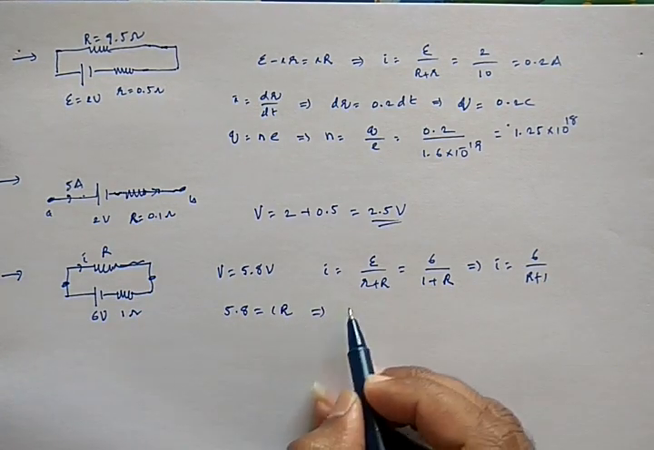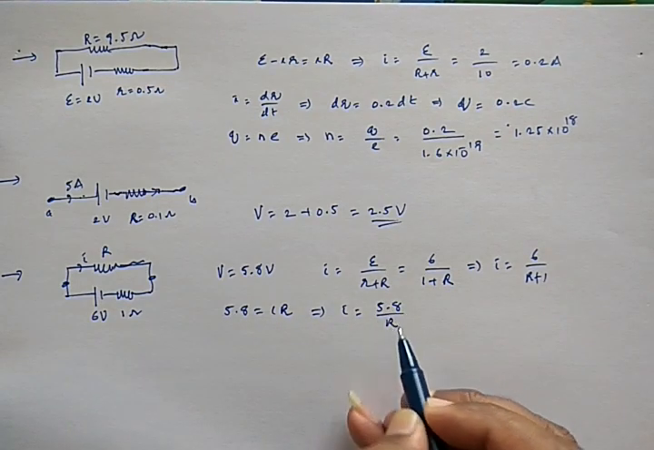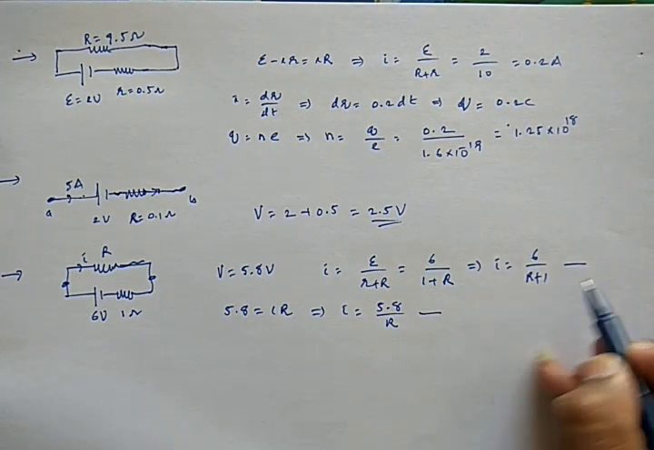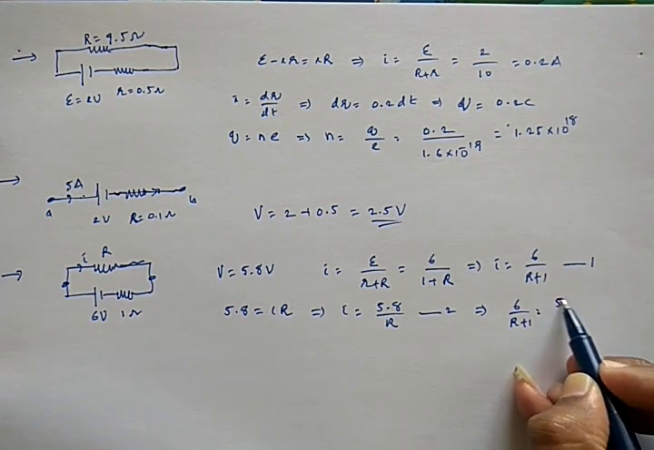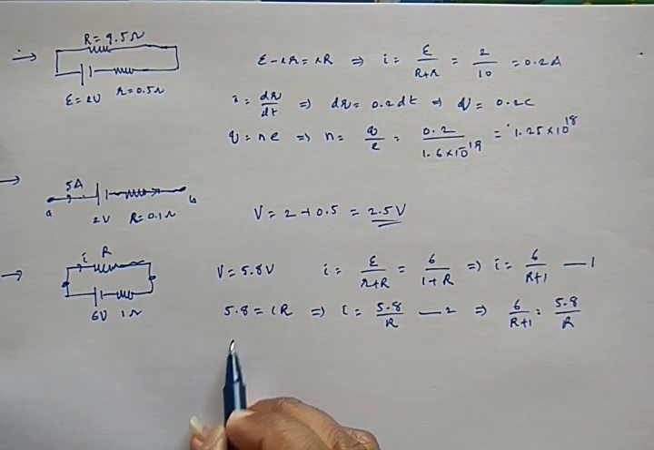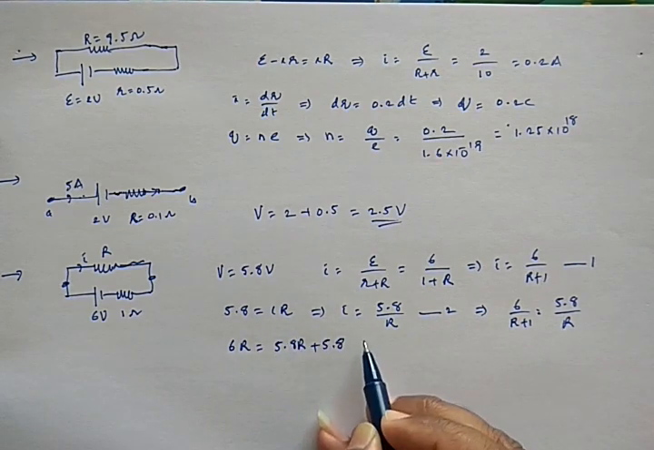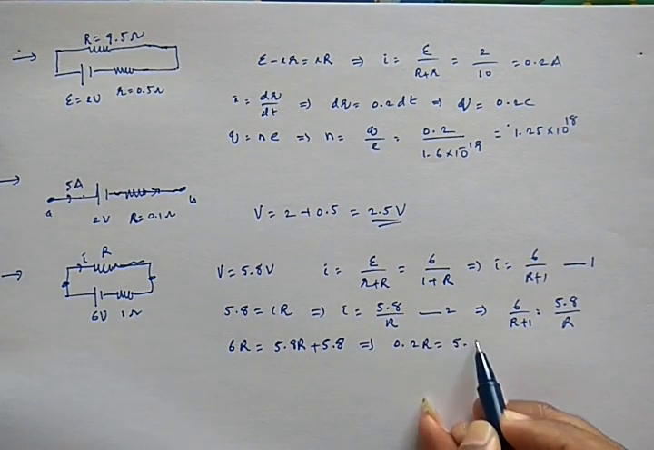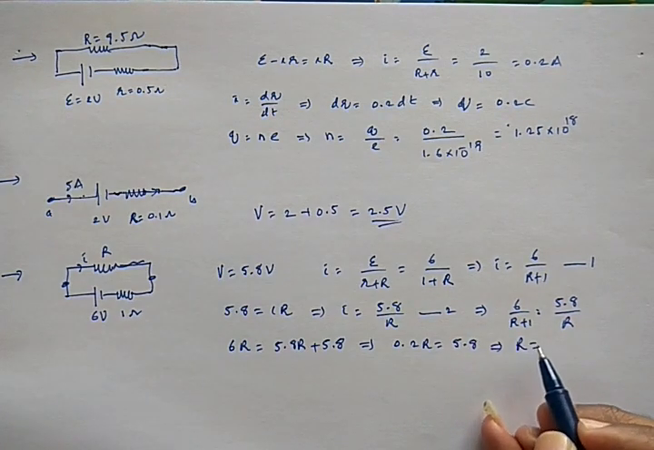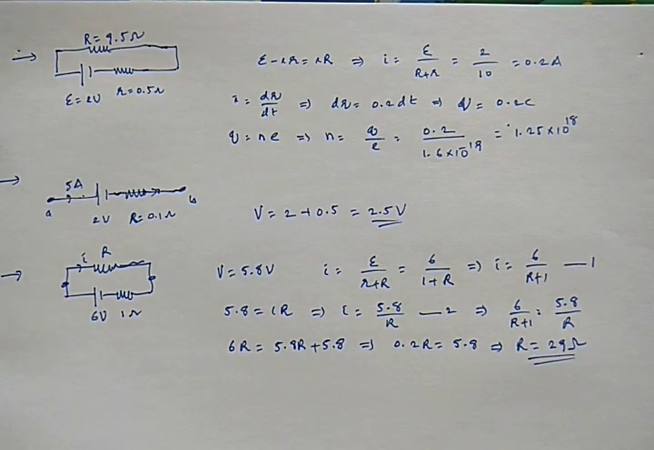That implies I equals 5.8 by R. Once you equate these two, 6 by R plus 1 equals 5.8 by R. So it means 6R equals 5.8R plus 5.8. That implies 0.2R equals 5.8. That implies R equals 29 ohm. This is your external resistance. So now look at the next question.